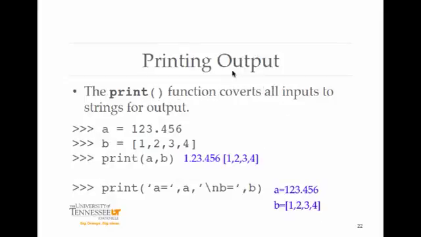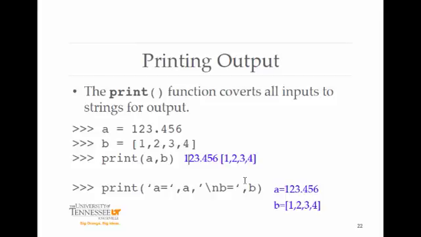Now, as we just learned, the input function will take all the user's input and convert it to a string. The print function will convert all the inputs to strings for output. So let's suppose, for example, that A stored this floating point value, 123.456, and then we had a simple list of integers stored in B: 1, 2, 3, and 4. Upon calling print A, comma B, you would get A being 123.456 as we'd expect, followed by the list, and there would be a default space in between those two that the interpreter would provide. They would not be rammed together.